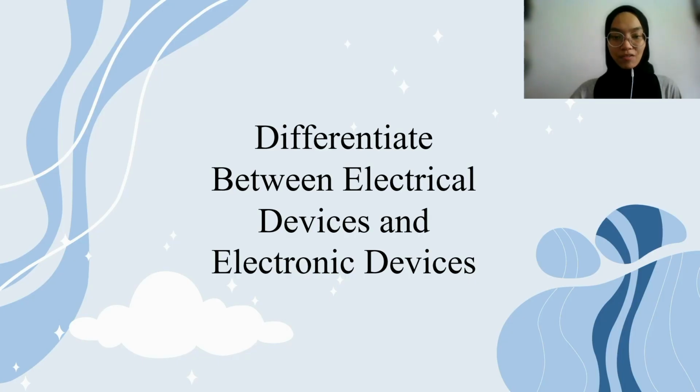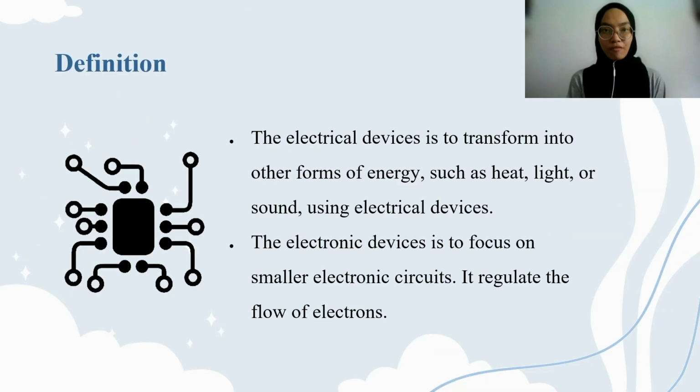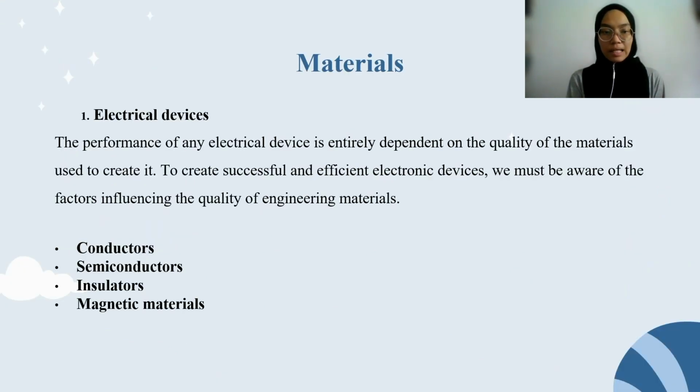Differentiate between electrical devices and electronic devices. For the definition, the electrical device is to transform electrical energy into other forms of energy, such as heat, light, or sound. The electronic device is to focus on smaller electronic circuits. It regulates the flow of electrons. For the material, for electrical devices, the performance of any electrical device is entirely dependent on the quality of the materials used to create it.